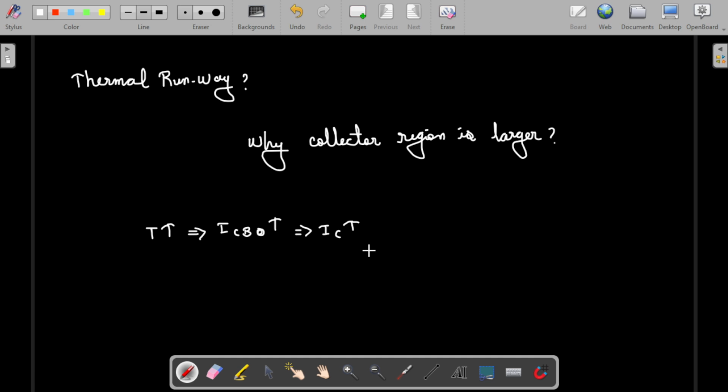If IC increases, then the temperature of the diode, the temperature of that particular junction, will also increase. So as IC increases, temperature increases, and if temperature increases, IC increases. So this is a loop. Do you get it? This is a circular loop: this depends on this one, and this depends on this one. This loop is called thermal runaway.